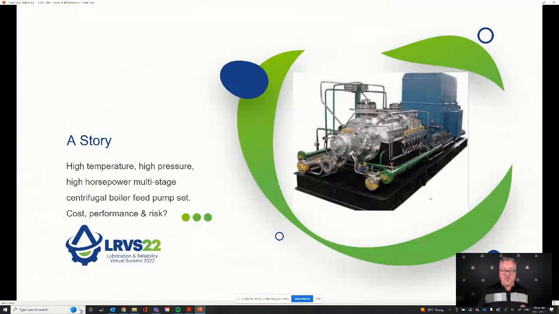All right, so let me tell you a story first. This picture that you see is a boiler feed pump, and it's a high pressure, high temperature, high horsepower, multi-stage centrifugal boiler feed pump set. So years ago, I was leading some work to develop maintenance strategies, and we asked sites to pick your top five asset systems where you either had too high cost, too low performance, or too much risk. And one of the sites selected their boiler feed pumps. And so when we collected the team, we went around and we stated, well, here's what we do already to manage this boiler feed pump.